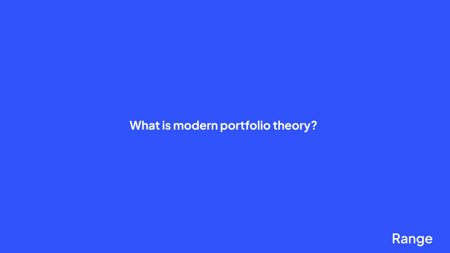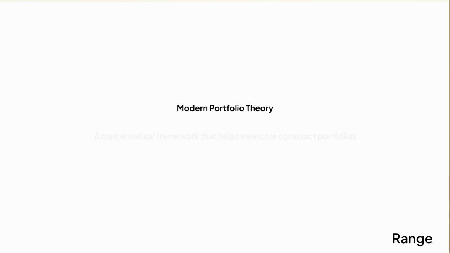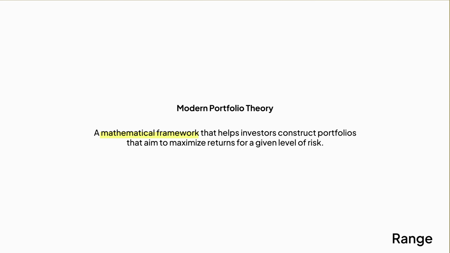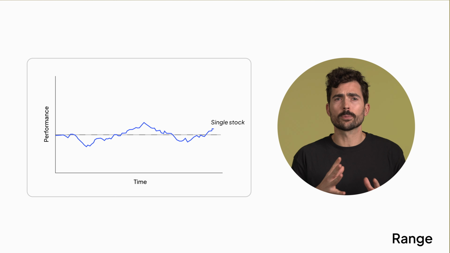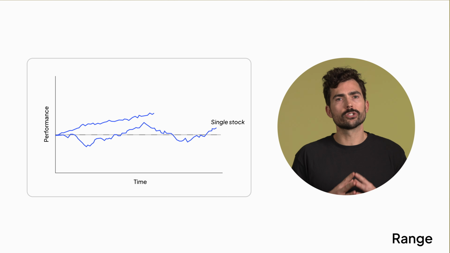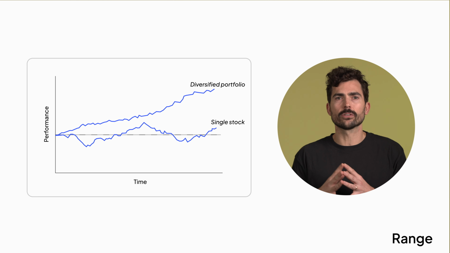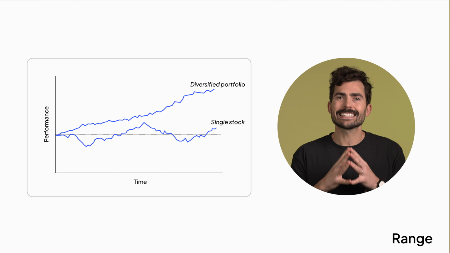To start, let's look at the essence of the modern portfolio theory. It's a mathematical framework that helps investors construct portfolios that aim to maximize returns for a given level of risk. It's based on the simple but powerful idea that risk and return are linked. In practical terms, this means that instead of betting on individual stocks or trying to predict market ups and downs, the modern portfolio theory encourages us to build a well-diversified portfolio. And by doing this, we reduce our exposure to the risk that any single investment might underperform. And that's a game changer.